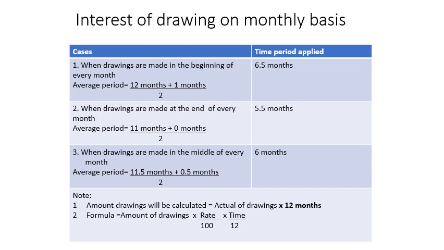In the same manner, the drawing in the middle of every month is to be calculated. When it is the middle, that means the 15th of January. From 15th January to 31st December, the time period will be 11.5. And the last month is 15th December, then there is the half month. So calculate the average, and it consists of 6 months.